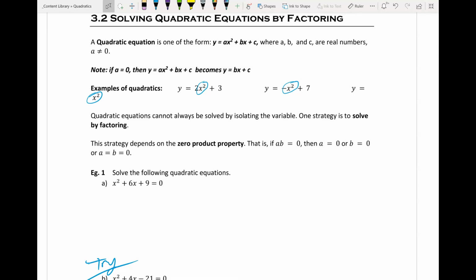One way to solve a quadratic is to solve by factoring. This strategy depends on the zero product property. That is, if a times b is 0, then a is 0 or b is 0, or a and b are both 0. So let's try to solve this first example here. We're going to do it by factoring. So we're going to factor this.